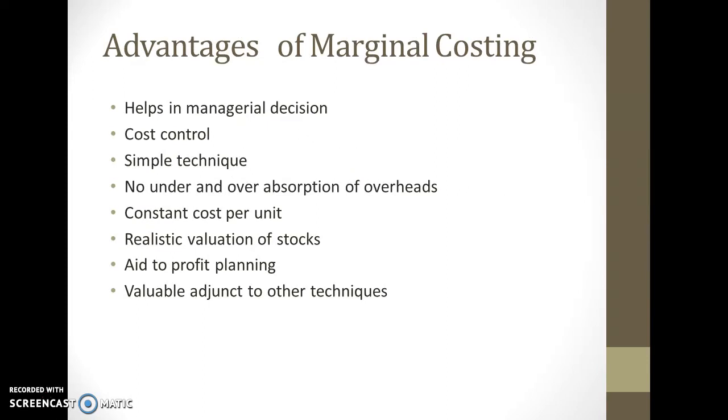Now coming to the advantages of marginal costing. First and foremost, it helps in managerial decision making. Secondly, it helps in cost control. It is a way simpler technique than absorption costing. The main feature would be no under and over absorption of overheads. There would be a constant cost per unit, be it production cost or selling cost. The valuation of stocks would be realistic in nature. Marginal costing would help in profit planning, and it is a valuable aid in other techniques like CVP analysis.